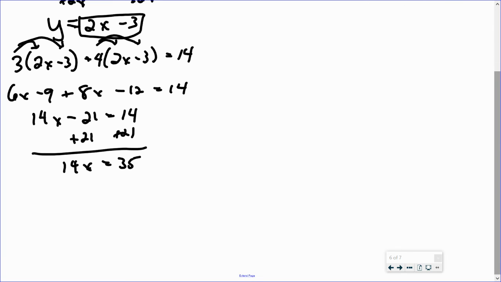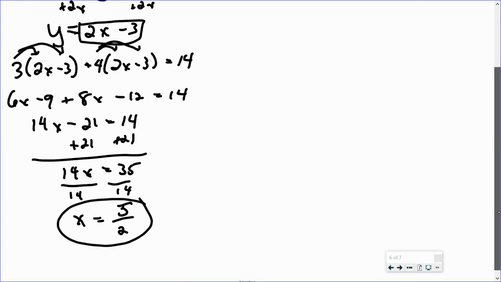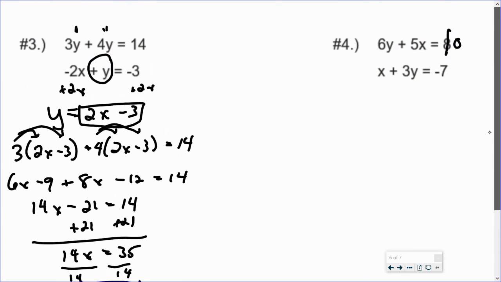Okay, so far so good. Let's divide everything by 14. Oh, what goes into 35 and 14? Well, 7 does. Goes in there 5 times and 2. Okay, so that was a lot of work for 5 over 2. My x-coordinate is 5 over 2.